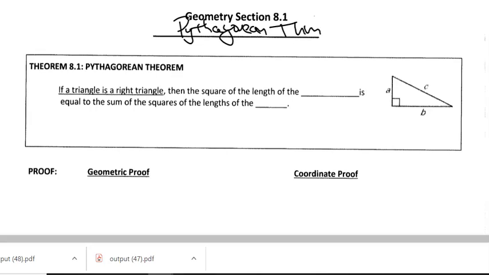So there's no secret here. I know you guys have been working with the Pythagorean theorem for quite some time, and we've been embedding the Pythagorean theorem into several problems in our geometry studies. So let's just jump into this.